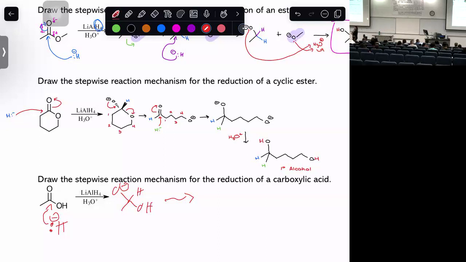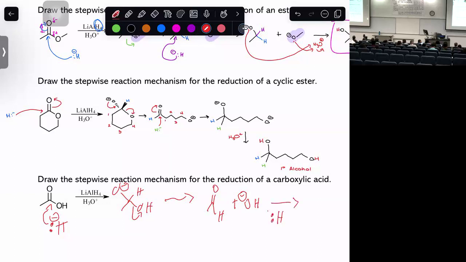If we know that we have a leaving group, now we can reform our double bond. There you go, and kick out your leaving group. So you end up with one aldehyde, and now your byproduct is just an OH minus, just floating around. Great job. Okay, but I still have a carbonyl. We don't like that, so how do we fix it?